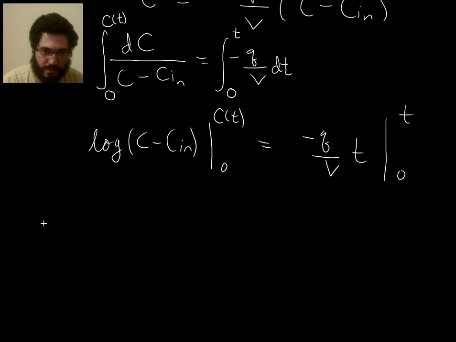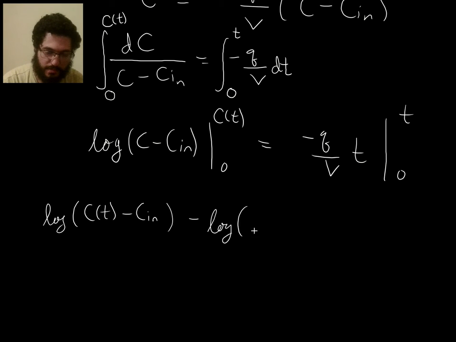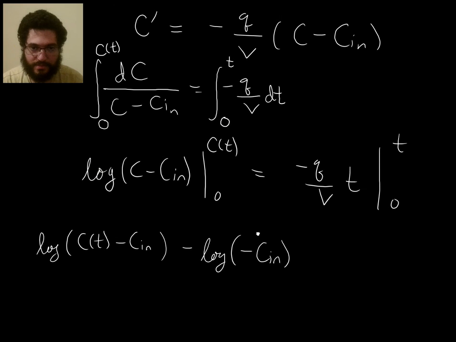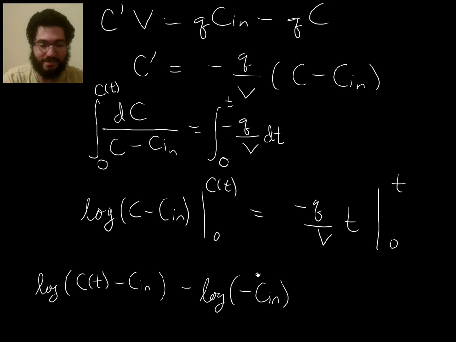So on the left side, I've got log of C of t minus Cn, minus log of minus Cn. And Cn is positive, so I have done something wrong. Now I have a log of a negative number. All right, let me pause and see what I did wrong and come back.